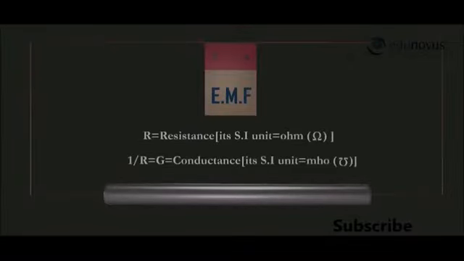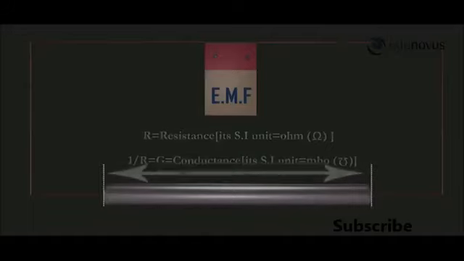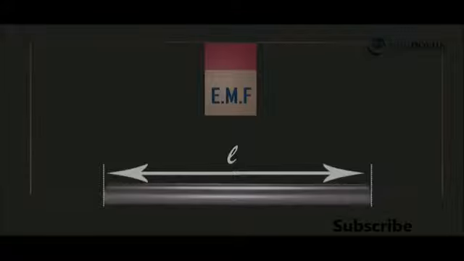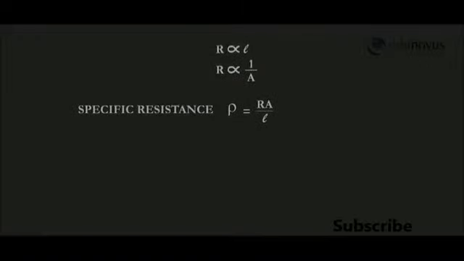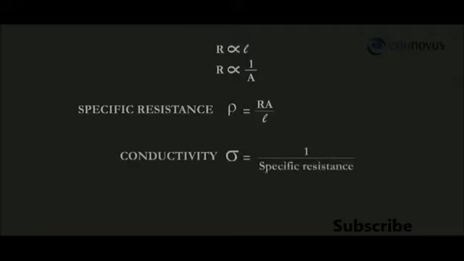The reciprocal of resistance is called conductance and it is denoted by G, and its units are mho. Resistance is directly proportional to the length of the conductor, that is, R is directly proportional to L. Resistance is inversely proportional to the area of cross section, that is, R is inversely proportional to A. Specific resistance ρ is equal to RA by L. Conductivity σ is equal to 1 by ρ.